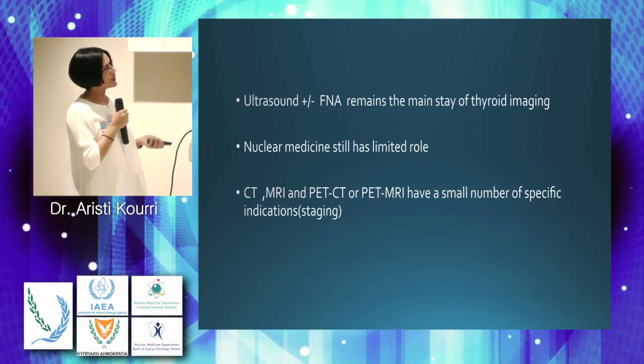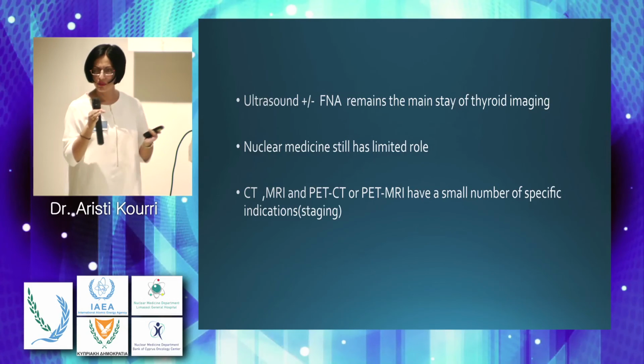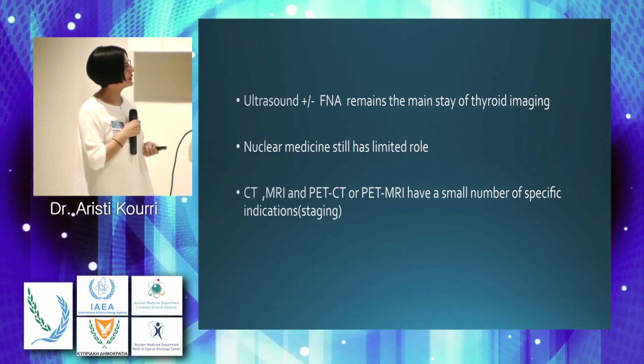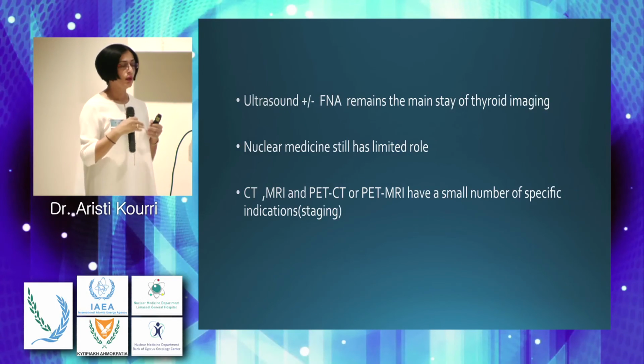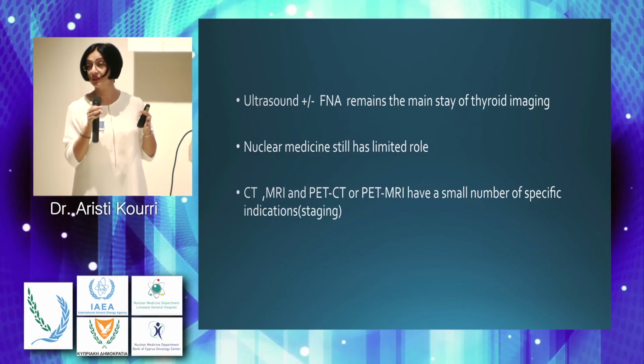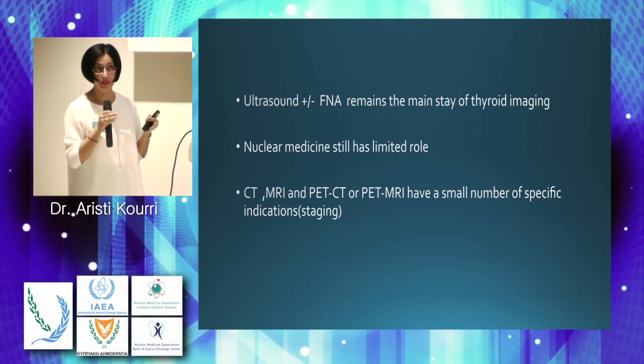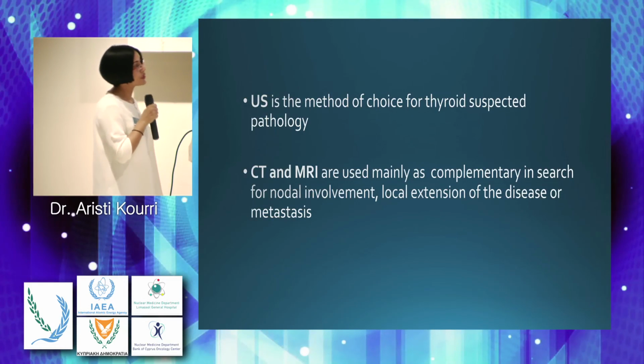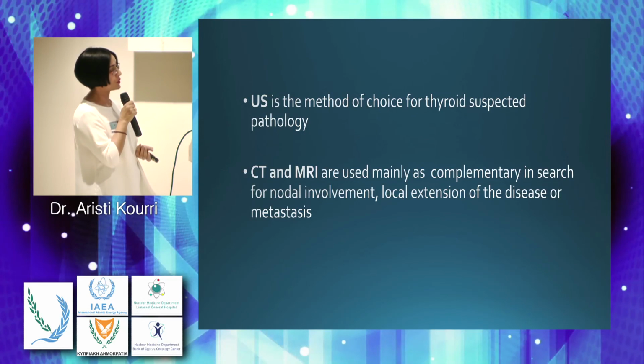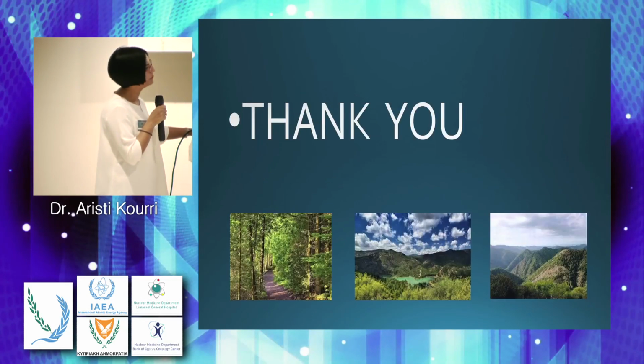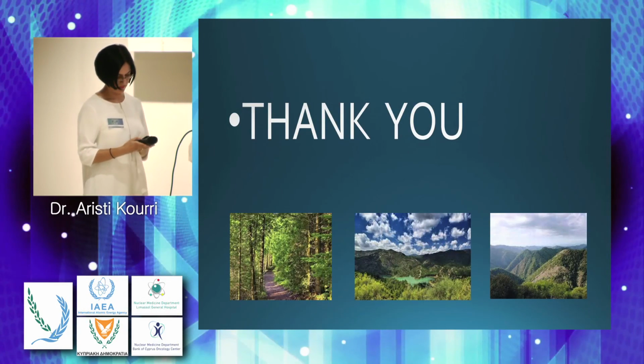So, ultrasound and/or FNA remains the mainstay of thyroid imaging. Nuclear medicine has a limited role, but you will hear about it in other lectures. CT, MRI, and PET-CT or PET-MRI have a small number of specific indications. We may say a small number and it sounds like it's not important, but it's really important. We're talking about numbers, not severity, okay? Ultrasound is the method of choice for suspected thyroid pathology. CT and MRI are used mainly as complementary in the search for nodal involvement, local extension of the disease, or metastasis. Thank you.